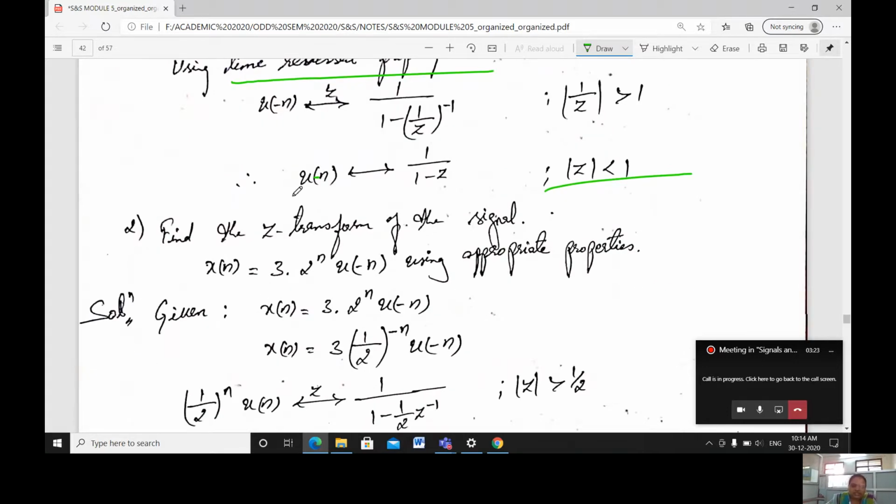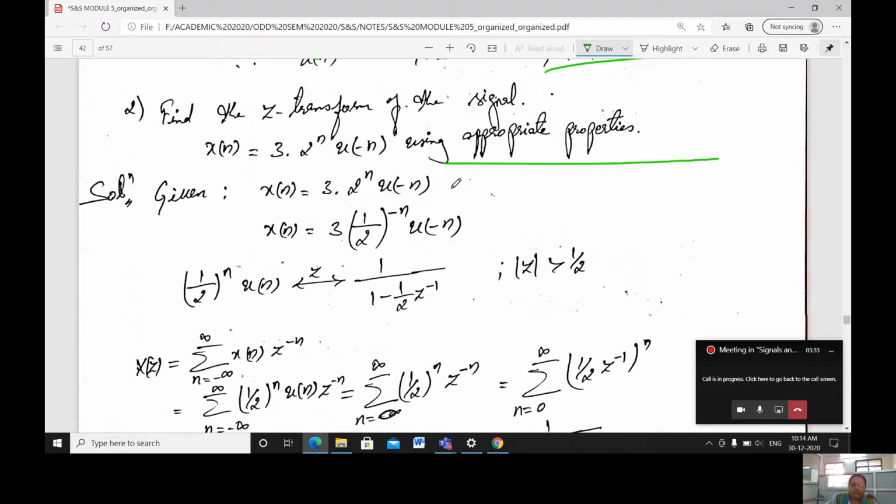The next problem is: find the Z transform of the signal x of n equals 3 into 2 raised to n u of minus n using appropriate properties. Write the given equation. Then, based on the u of n function given, here it is u of minus n, so based on that we have to modify the 2 power n.